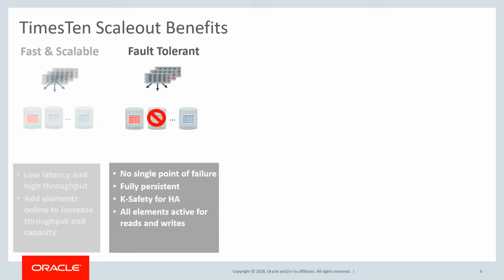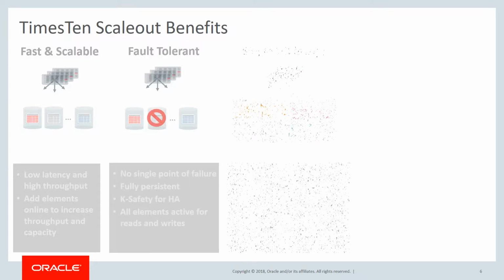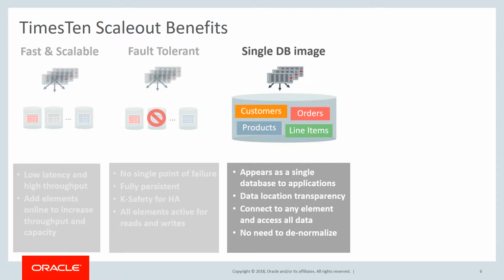It provides a single database image to applications. So as you'll see in a minute, although the database is physically sharded or distributed, and you won't hear us really use the word shard, we don't like to use that word, logically, the application sees a single logical database and is totally unaware of the fact that it's a distributed database, which is what we mean by data location transparency. The application can connect to any element that's part of the database, and it can then issue queries and transactions that span the entire database without regard to where the data is physically located within the grid.